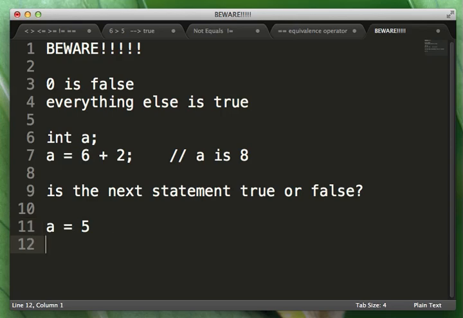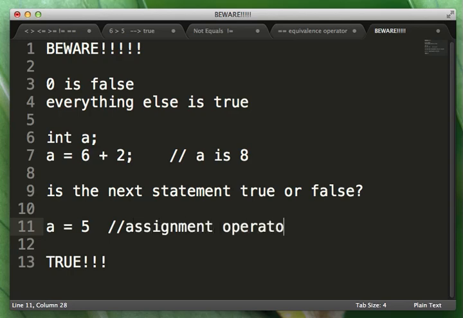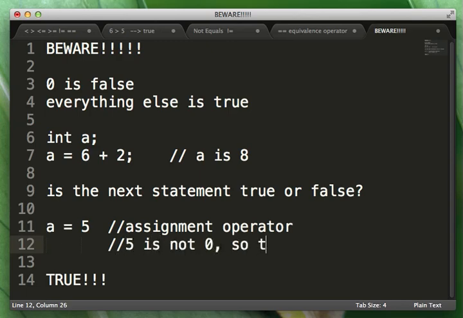The answer is, it is absolutely true. The reason this statement is true is because this is not the equivalent operator. The equivalent operator has two equal signs. What we have here is the assignment operator. The assignment operator evaluates to whatever the right operand is, and in this case the right operand is the number 5, and therefore 5 happens to not be 0, which is why it is true.